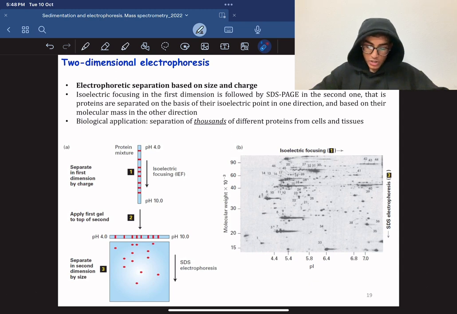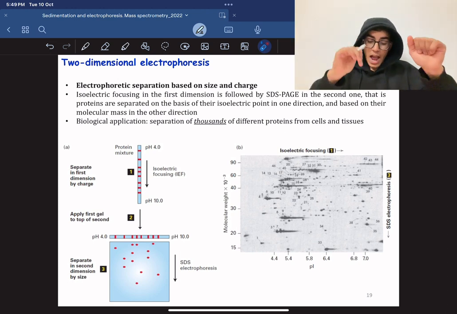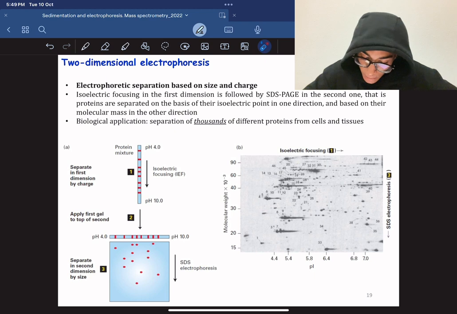Then we have two-dimensional electrophoresis. This is for A5, but we're still going to explain it. It is electrophoretic separation based on size and charge. Basically, gel electrophoresis, like we learned. Isoelectric focusing is the first dimension, followed by SDS-PAGE.